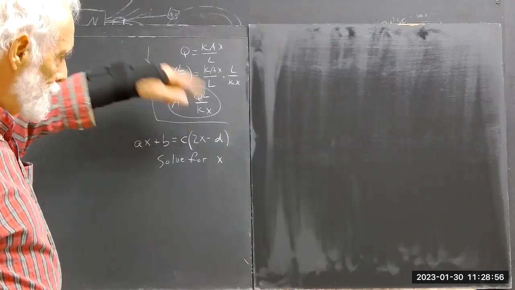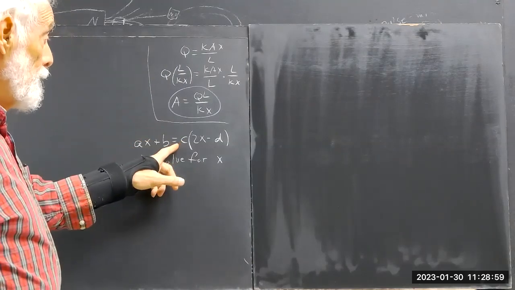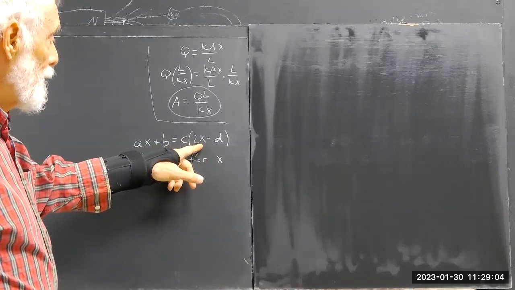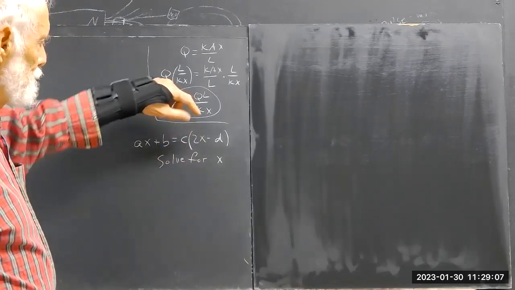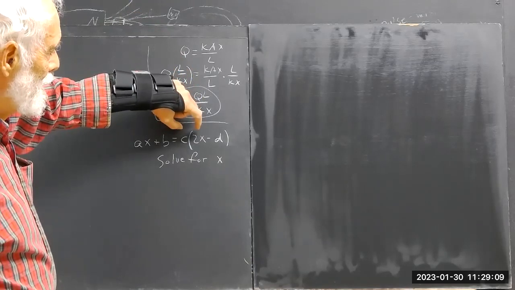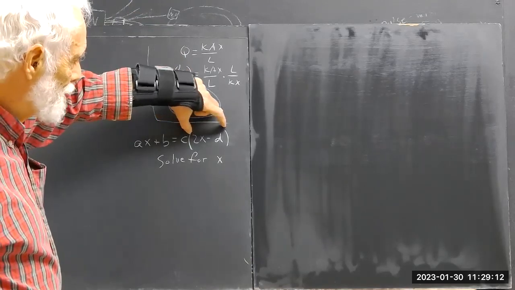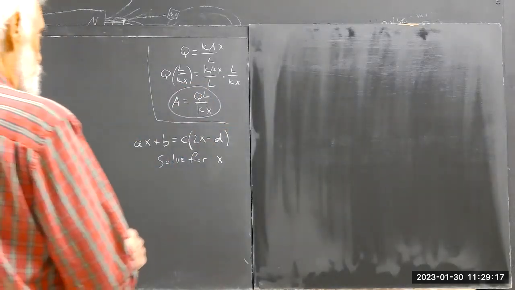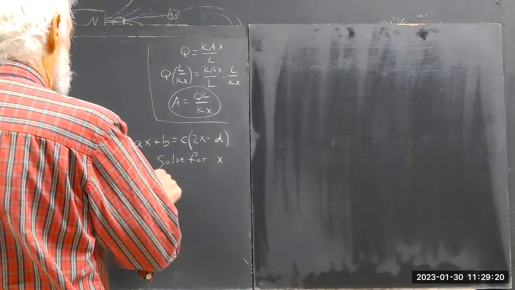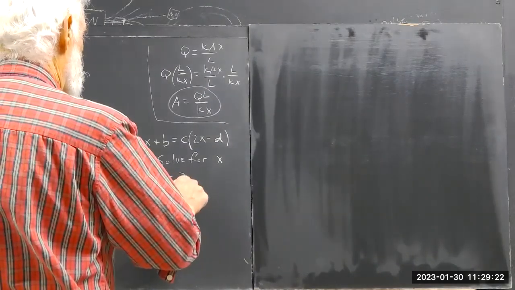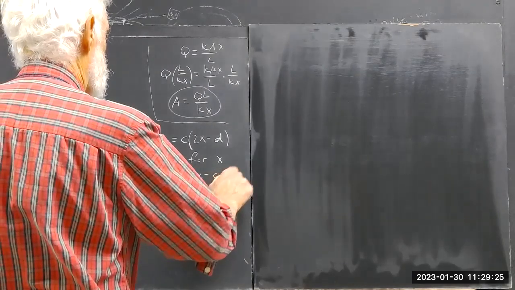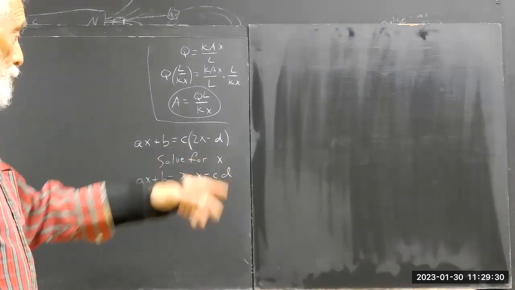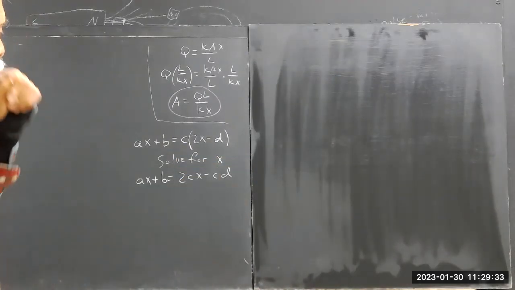What we need to do is, first of all, we want to use the distributive law. So we want to get an X term that's not in the parentheses anymore, so then we can operate on it. So we get AX plus B equals 2CX minus CD. It doesn't matter what order you write. If you write DC, it's fine.